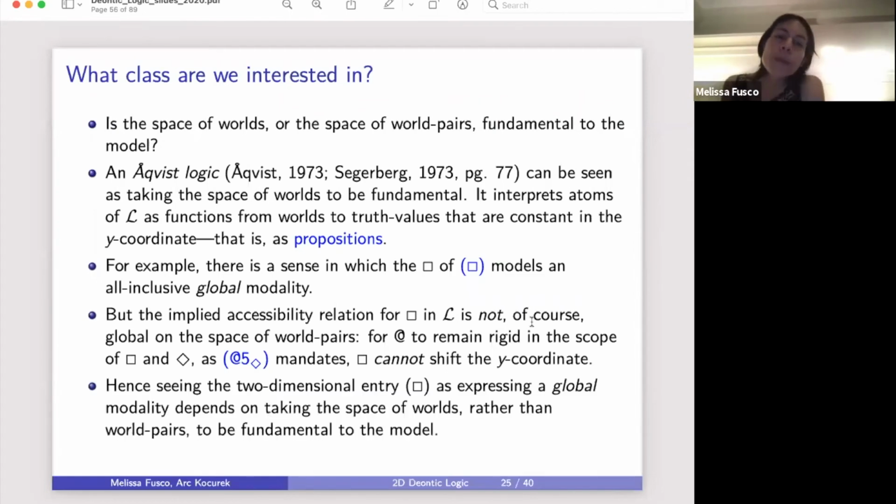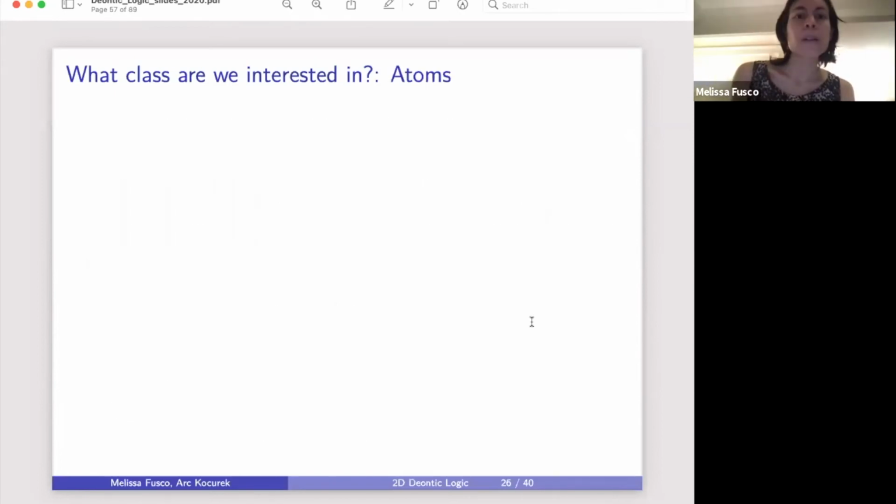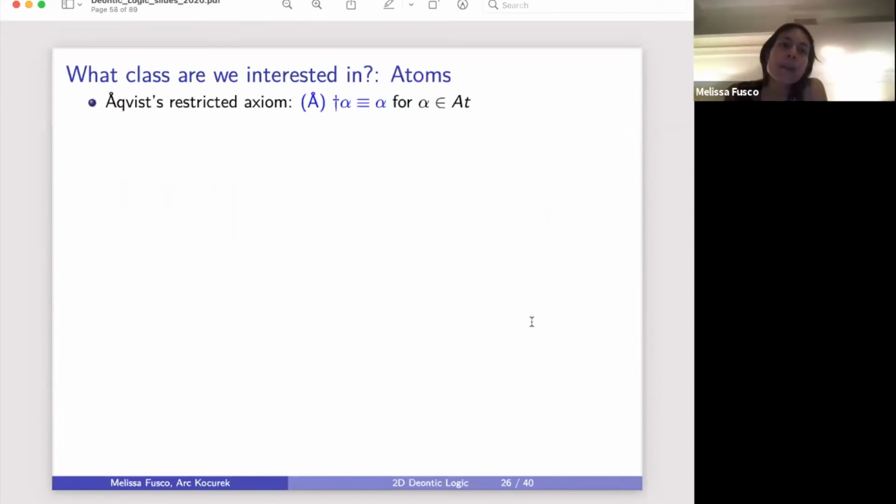So seeing the two-dimensional entry as expressed in global modality depends on taking the space of worlds rather than the space of world pairs to be fundamental to the model in some sense that interested Åqvist and Segerberg. So what Åqvist did was introduce this restricted axiom. I don't really know what this is called, halo A. And it says dagger alpha is equivalent to alpha for any alpha that's in the atomics.